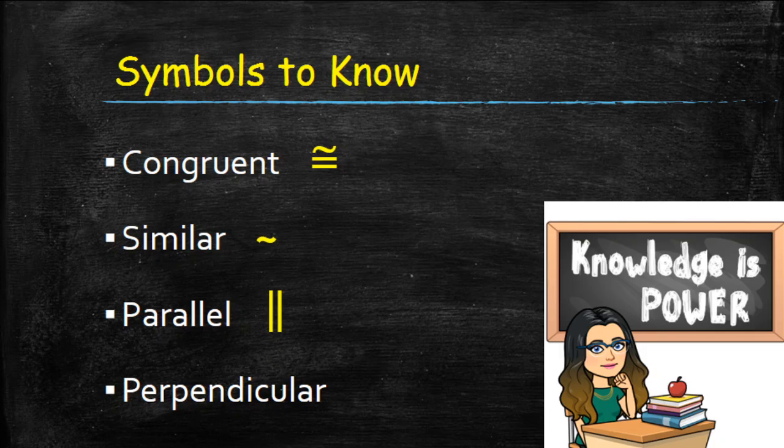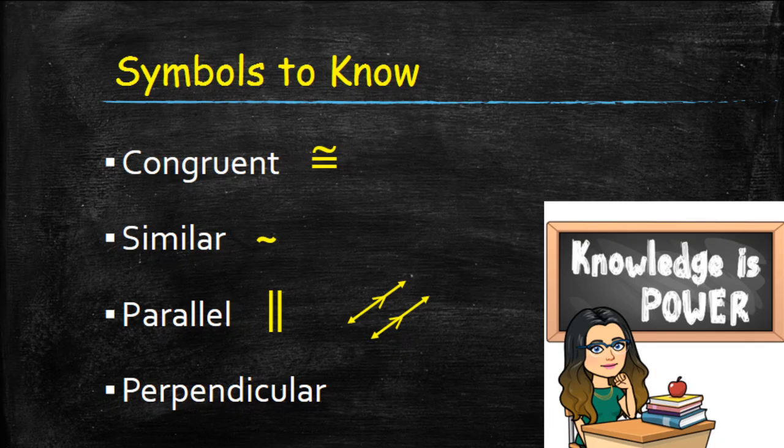Parallel looks like the two L's in the word parallel. It's two parallel lines that can go in between your line or segment names. You also may see arrows drawn on the lines to show that they are parallel. So these arrows here in the middle are a notation that they're parallel.